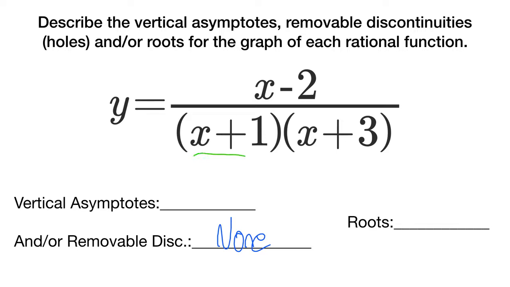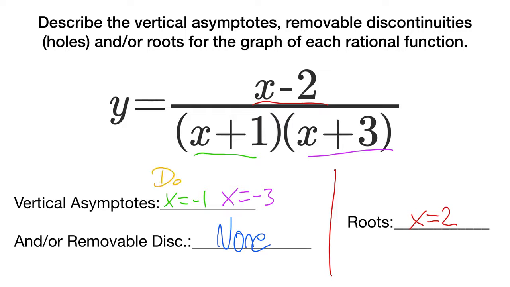But now let's talk about our vertical asymptotes. X plus 1 gives me a vertical asymptote of x equals negative 1. X plus 3, let's use a different color, gives me a vertical asymptote of x equals negative 3. And then x minus 2 is in the numerator, meaning that's going to be one of our roots, x equals 2. So remember, on our left side, that stuff is going in the denominator, and the stuff on the right ends up going in the numerator.